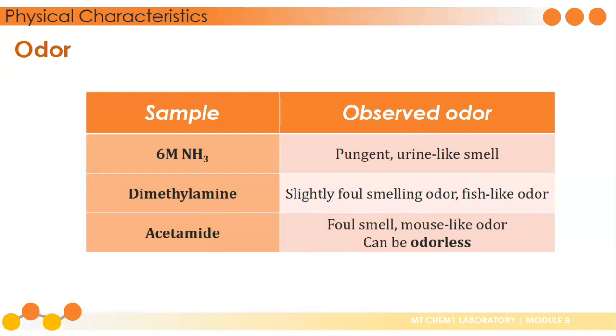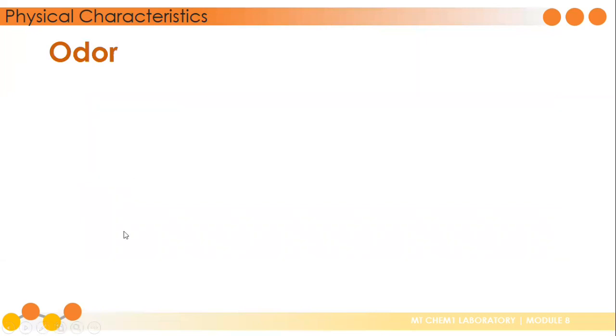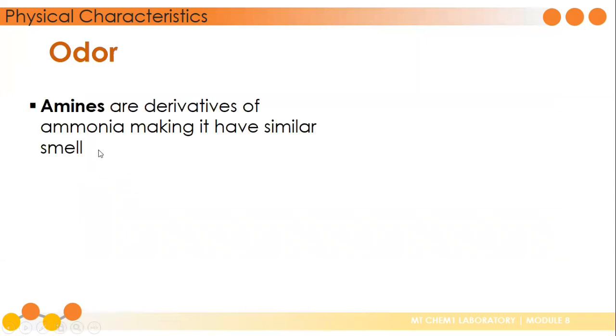Acetamide, on the other hand, has a foul, mouse-like odor, but in small quantities it can be odorless. We're talking about odor. We have to remember that amines are derivatives of ammonia, making them have a similar smell to ammonia, but with a slight difference.